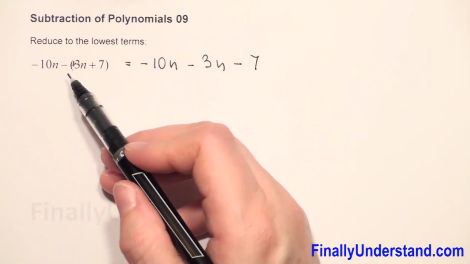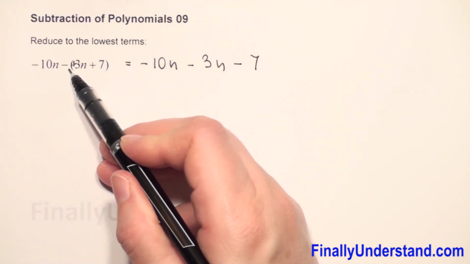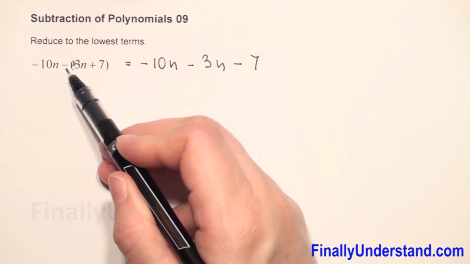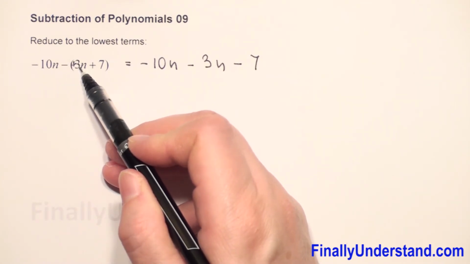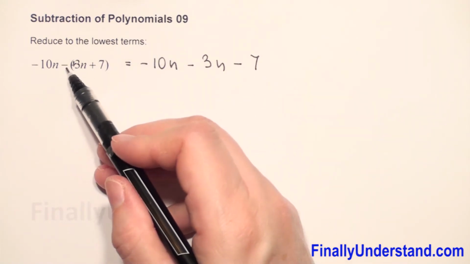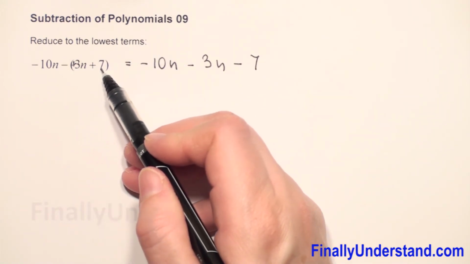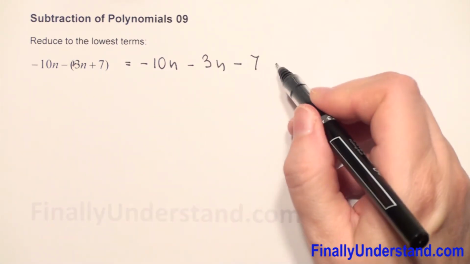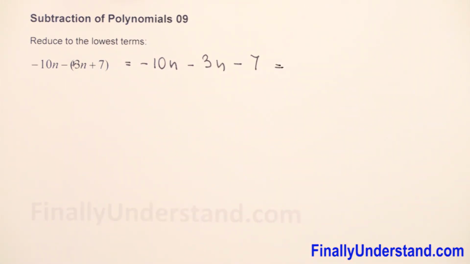In other words, here is like an invisible 1. Negative 1 times 3, positive 3, is negative 3. Negative 1 times positive 7 is negative 7. Now we have to combine the like terms.